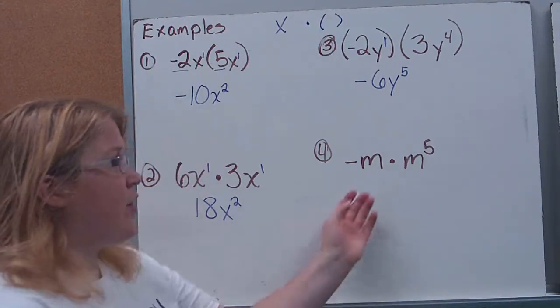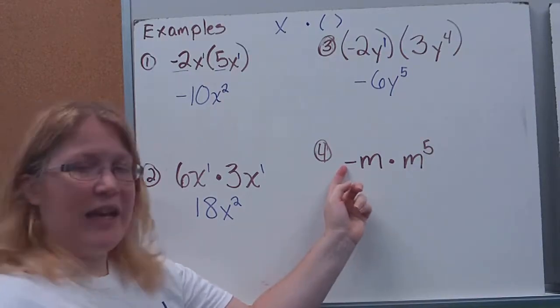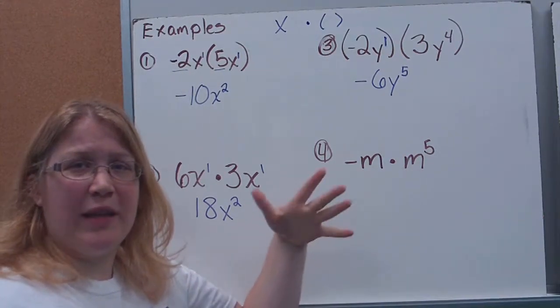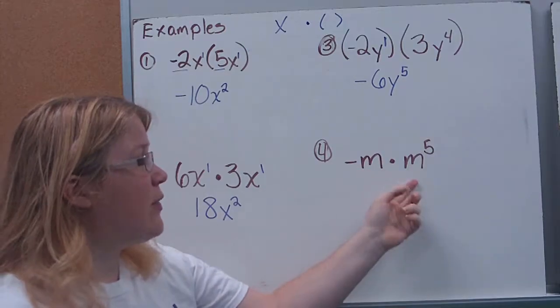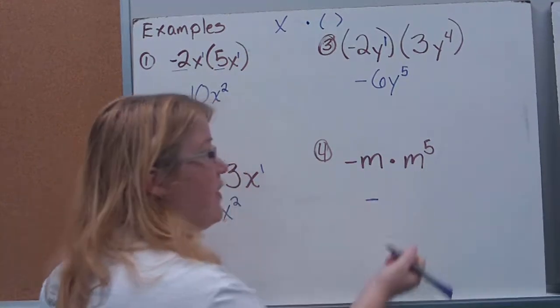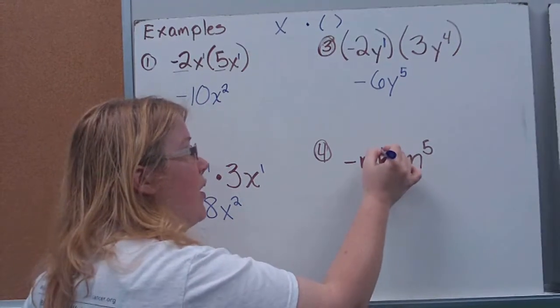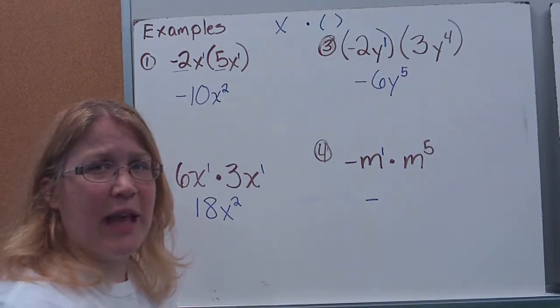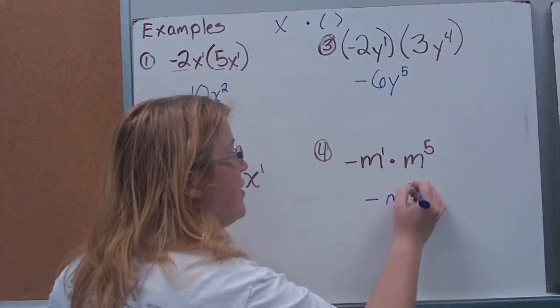Here you'll notice I'm just dealing with variables. Don't let this negative in the front confuse you. Basically, I'm just saying negative 1. A negative times a positive means my answer is a negative. So remember, implied 1. M to the first times m to the fifth gives me m to the sixth.